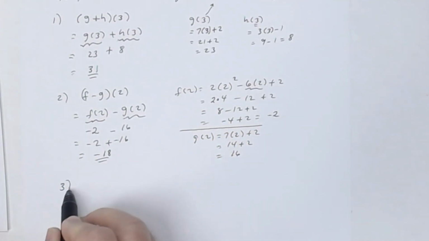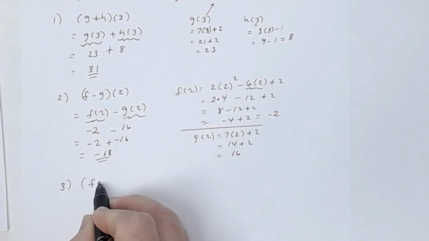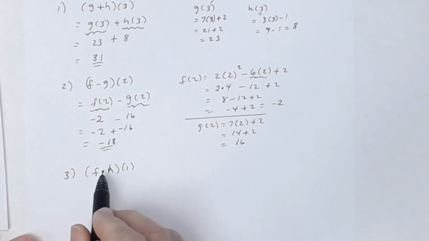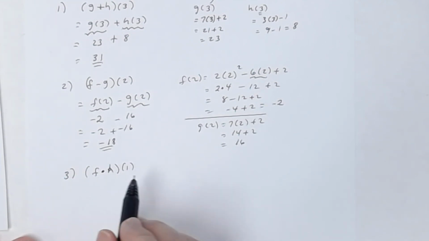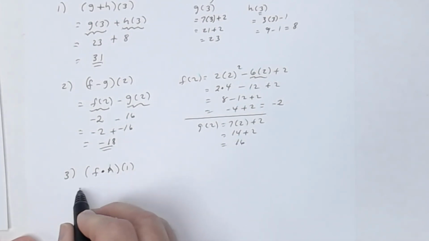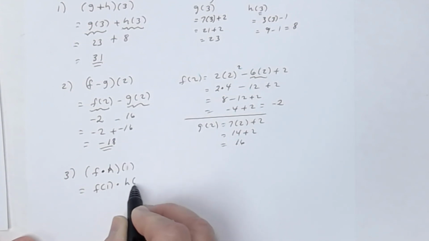All right, number 3, you want to find, so this is a notation given. Let me go ahead and write that out first. Notice this closed dot right here means multiplication. If it was open, which you'll see in another worksheet, that would mean composition. So those definitions and concepts are different. This here means f times h evaluated at 1. By definition, that means f of 1 times h of 1.